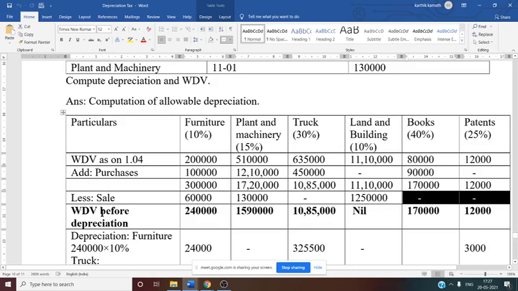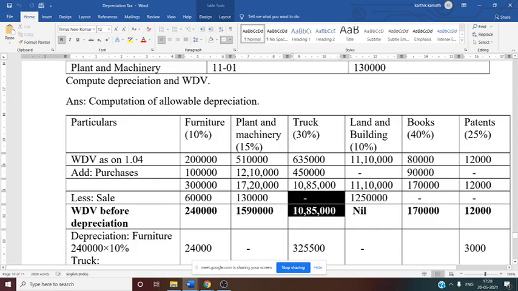So now from this answer you need to deduct sale information. 3 lakh minus 60, you will get 2 lakh 40,000 for furniture. Next, plant and machinery. Similarly, 17 lakh 20 minus 1 lakh 30, you will get the plant and machinery written down value before depreciation. Truck, since there is no purchase, same answer, 10 lakh 85,000.